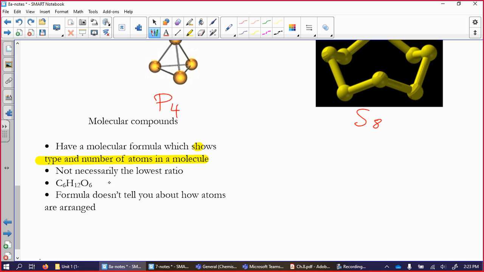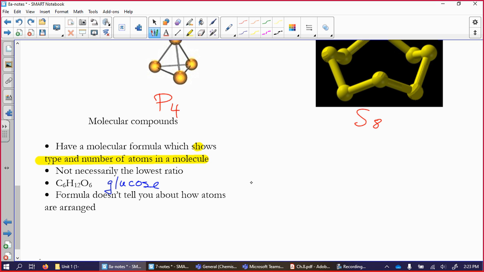C6H12O6, well, that's a whole bunch of things, most commonly glucose. It's the sugar your body uses. There's a couple of forms of it. What we need to know in chemistry, I'm not going to ask you to name that, is that it is 6 carbons, 12 hydrogens and 6 oxygens.